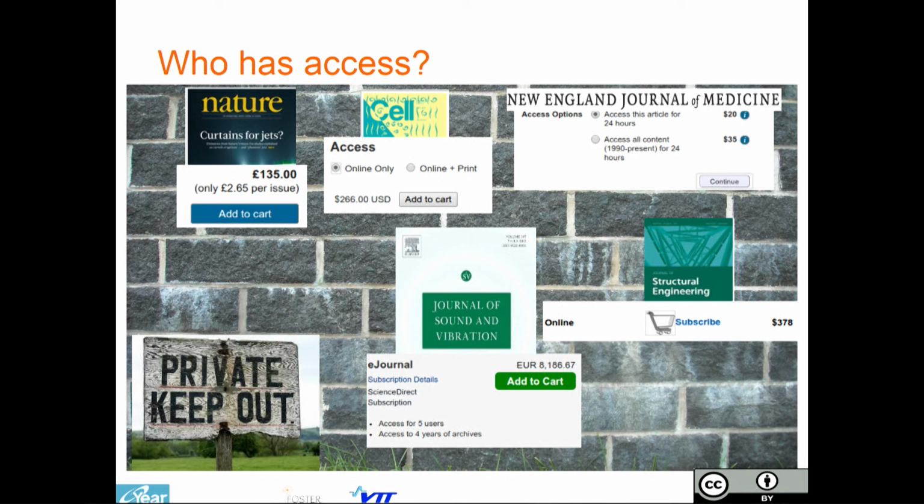and access content from 1990 until present for 24 hours, and this is $35. So for 24 hours, you have to do the best you can in order to take advantage of this article, because after this hour, you're not going to have access to the article again. And if you need it, you will need to buy it again. So that's awesome. Now, Journal of Sound and Vibration.